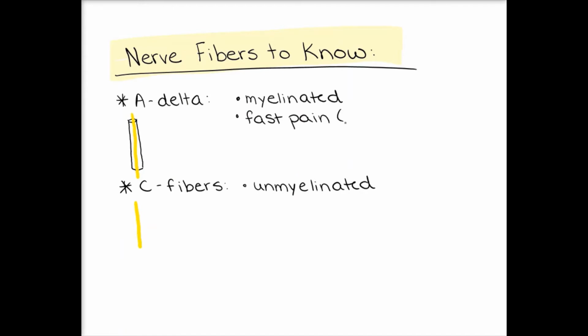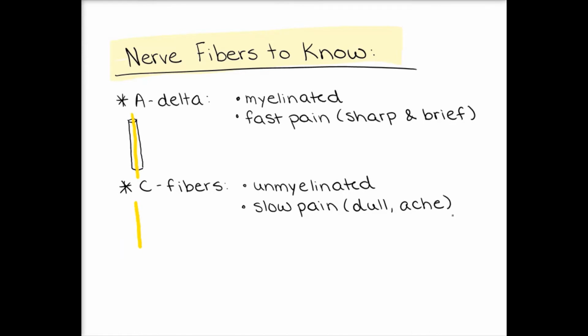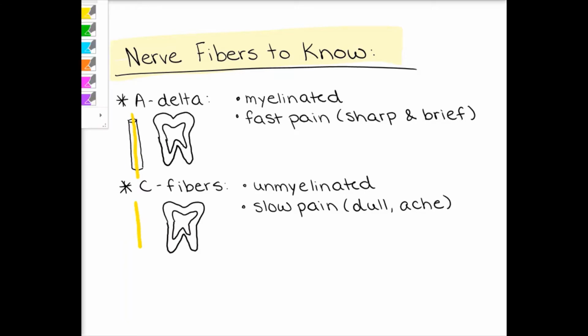This means that A delta fibers will conduct fast pain, which is sharp and brief, while C fibers, on the other hand, will conduct a slow, dull, aching pain, which is known as slow pain. Next, it's key to know where these fibers are located so that, for example, if a patient mentions a dull, aching pain, you know the inflammation has reached the C fibers.